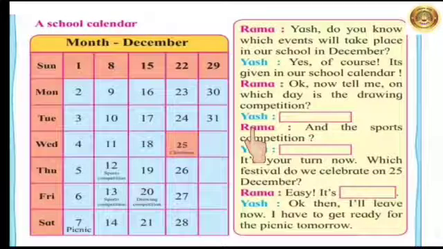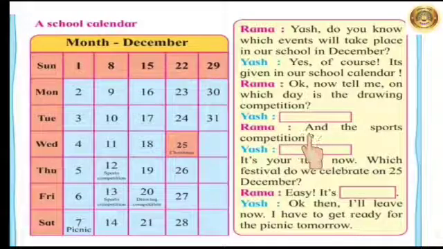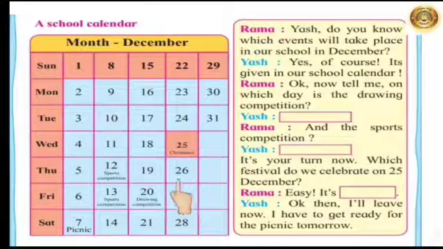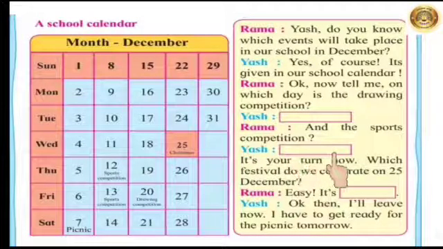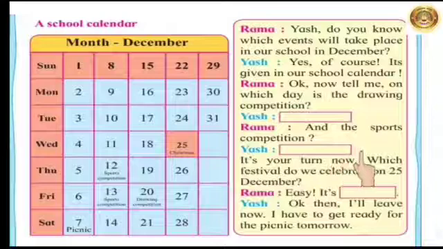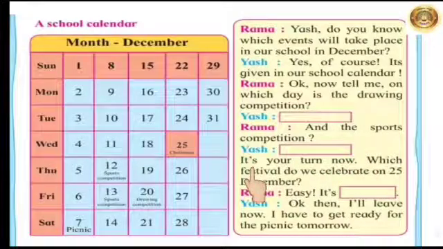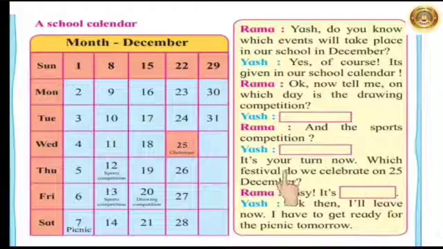Now, again Rama is saying, and the sports competition? She is asking about the sports competition, that is on 12th and 13th of December. So Yash will say, on 12th and 13th of December, that is Thursday and Friday. Now Yash is saying, it's your turn now. Which festival do we celebrate on 25th of December?